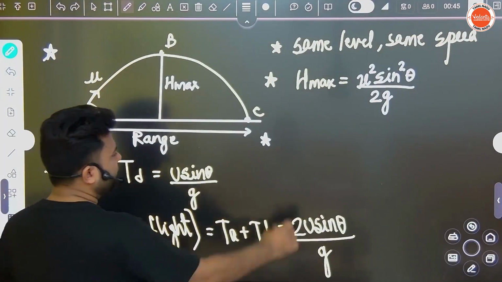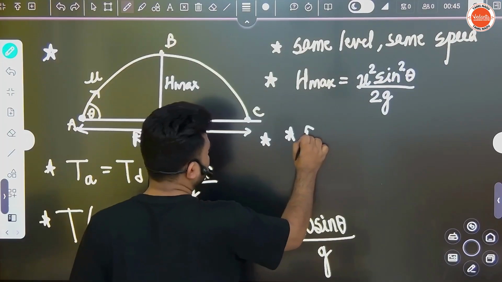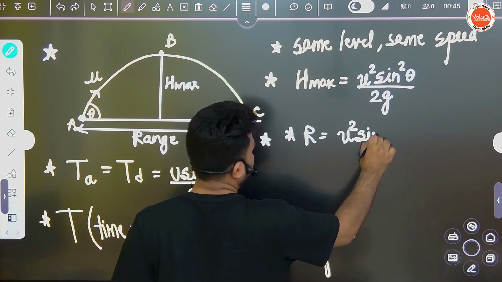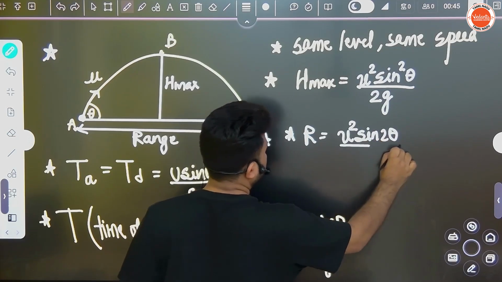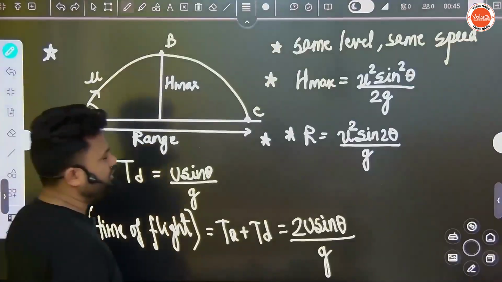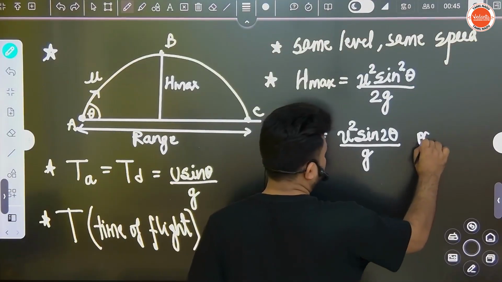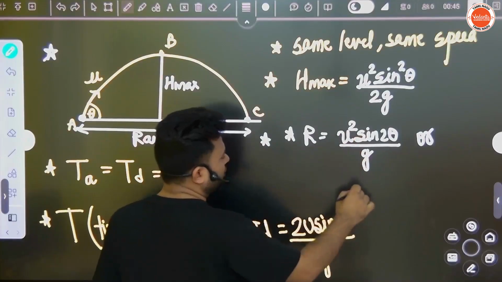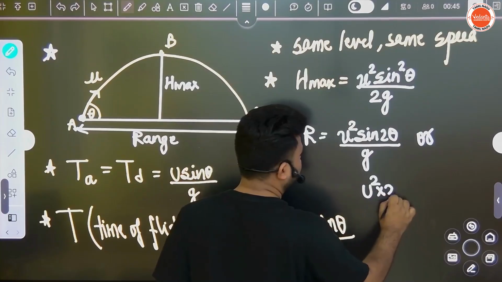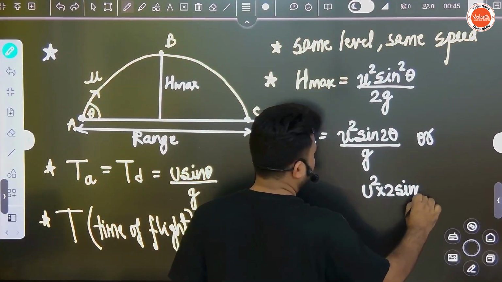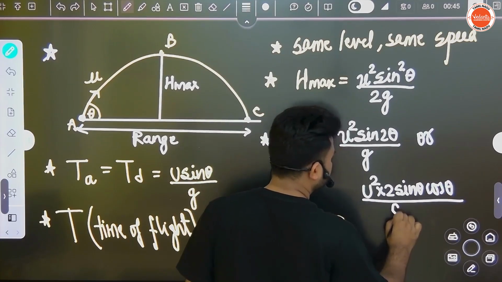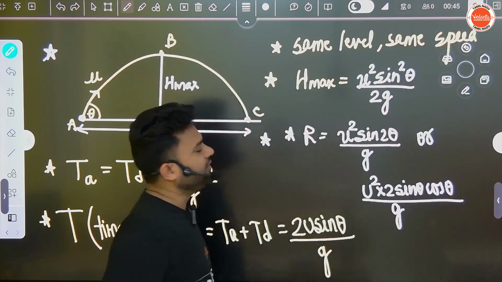Correct. Range formula: U square sine 2 theta by G. Sine 2 theta you can write as 2 sine theta cos theta. So U square sine 2 theta, you can write as 2 sine theta cos theta, by G. This is the range they ask.